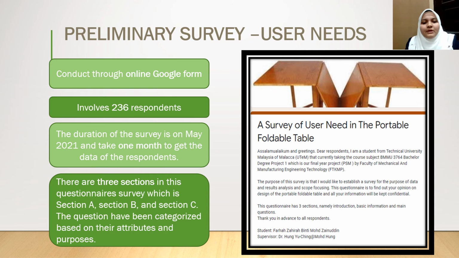Next, we go to the preliminary survey, which is the questionnaire that is being used to analyze and record the user need and requirement. I have conducted the questionnaire through an online Google Form. There were about 236 respondents involved. The survey was conducted in May 2021 and took 1 month to get the data from the respondents. There are 3 sections in this questionnaire survey, which are sections A, B, and C. The questions have been categorized based on their attributes.